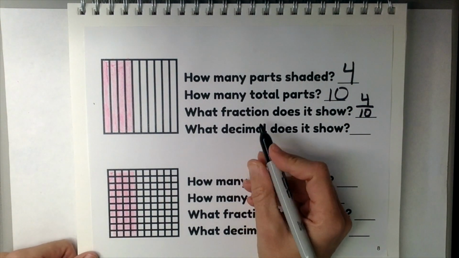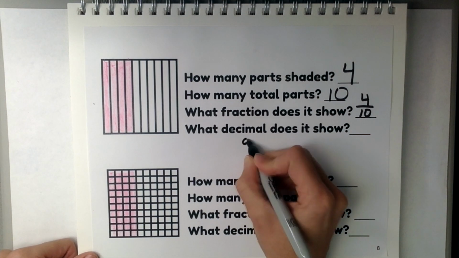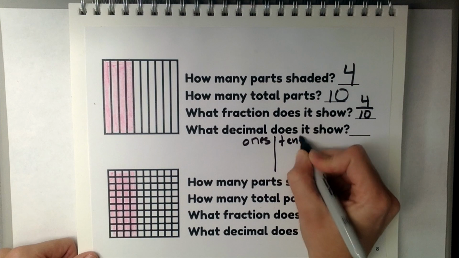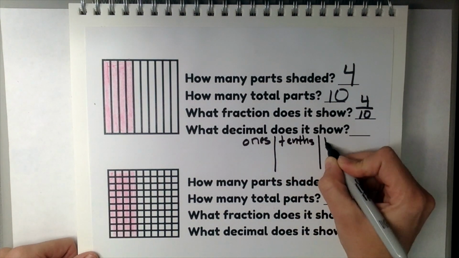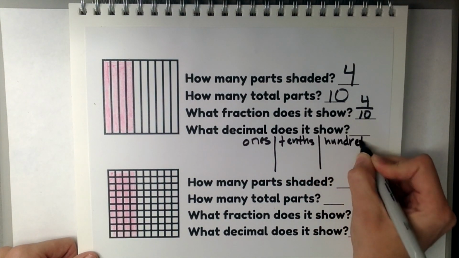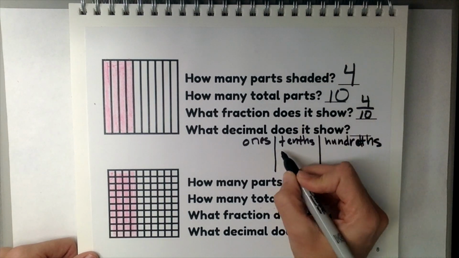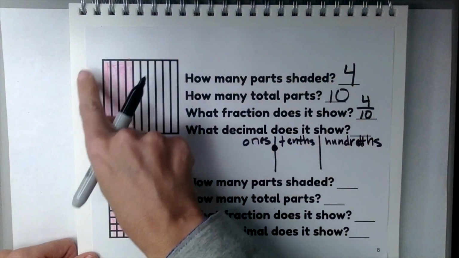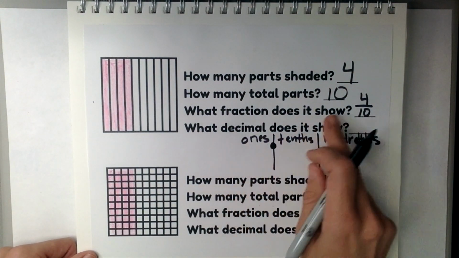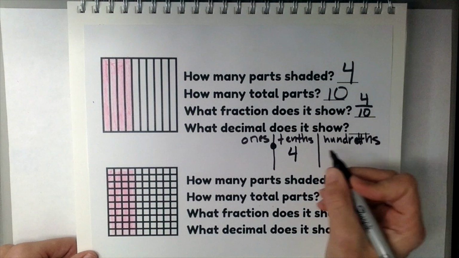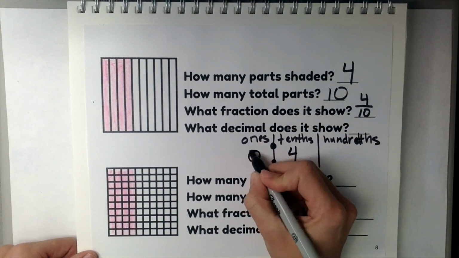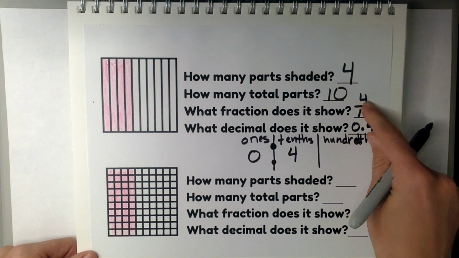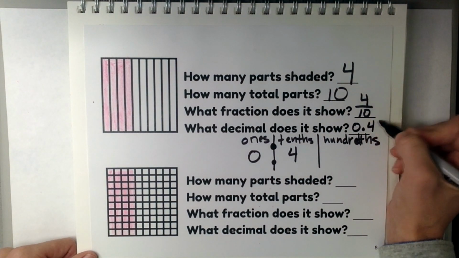So if we're thinking about our place value chart, we can draw one right here. Ones, then we have tenths, and then we have hundredths. And we know right here is that decimal point that I mentioned earlier. So we don't have a whole, we have no ones, but we do have 4 tenths. So we can write this like this, 0.4. So these two are equal to each other.